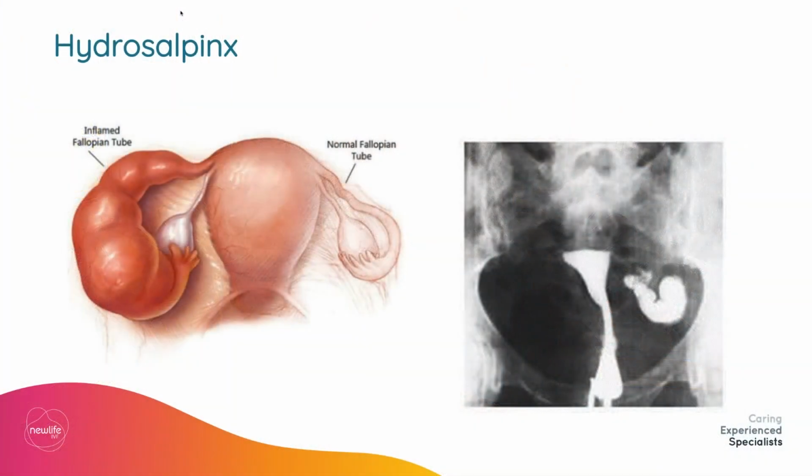The picture on the right is an X-ray called a hysterosalpingogram, and that's where they inject some contrast that shows up on an X-ray. And you can see on the right side, the contrast has gone into the tube and it's formed this big hydrosalpinx. And on the left side, the tube is blocked. You can't see any fluid going through.